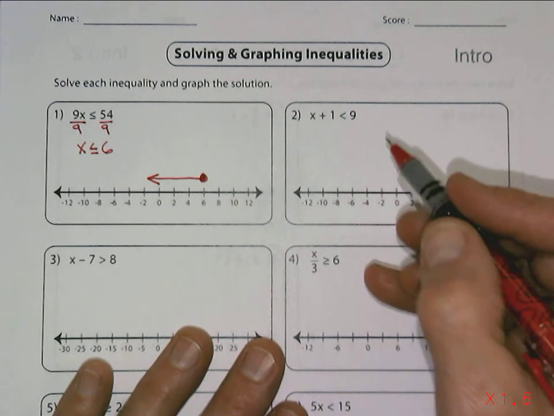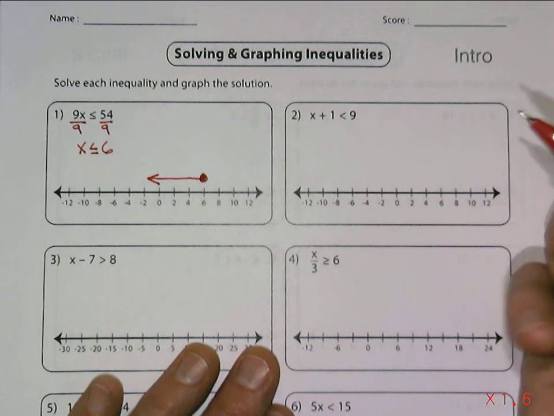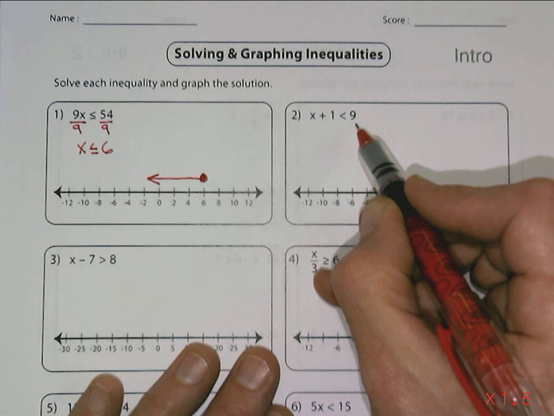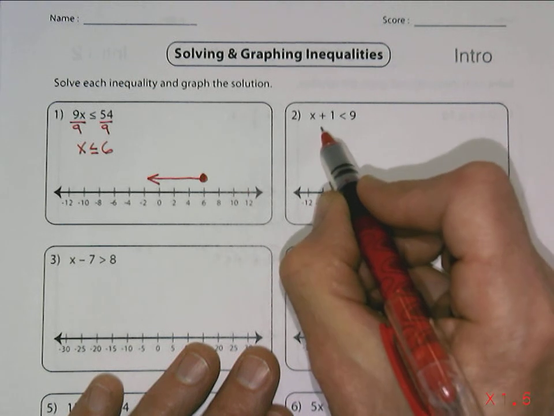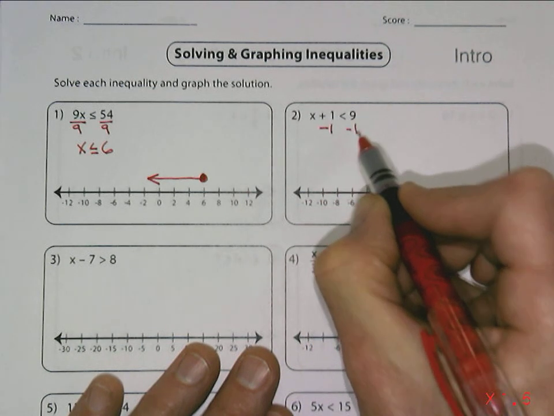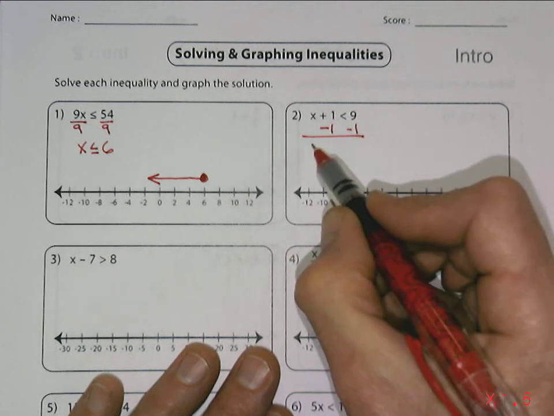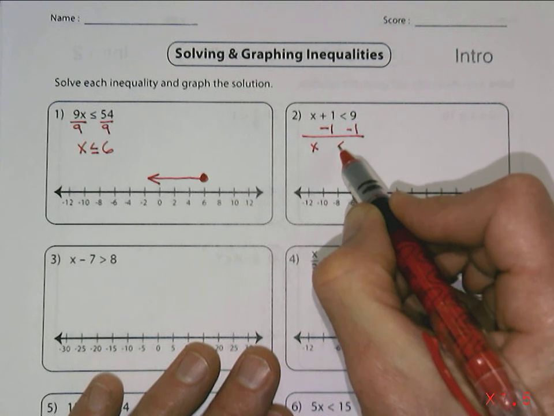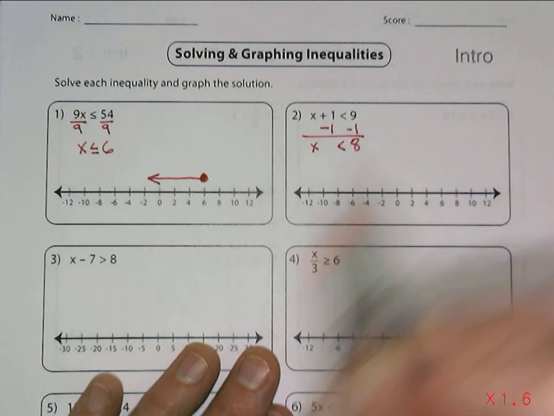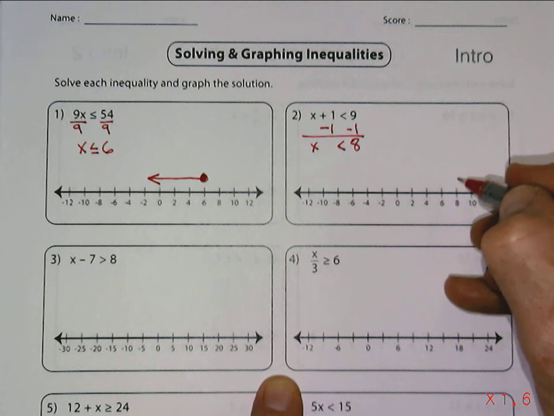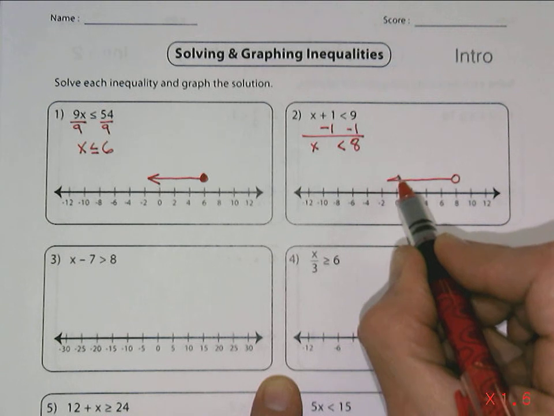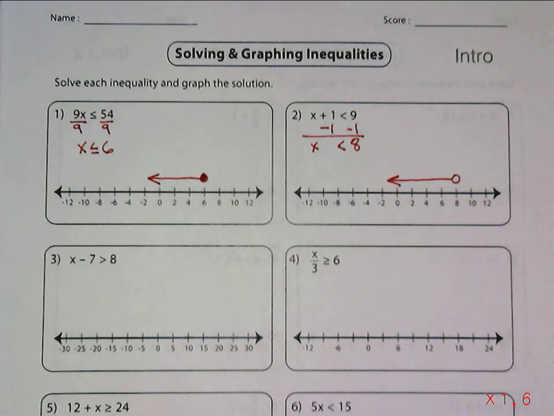So in the next one, sometimes you might be able to just think about what number plus 1 is less than 9. These are very simple problems. But just for the practice of solving, since it's plus 1, I'm going to subtract 1. And so I know that x is less than 8. And so less than would be an open circle and to the left above the 8. And so there's the graphical solution to that inequality.